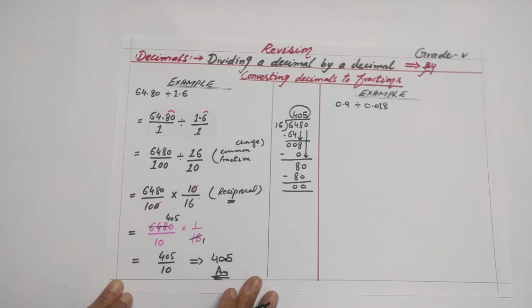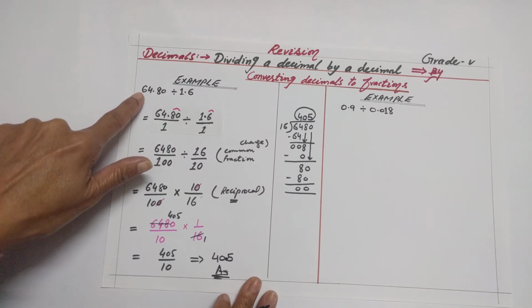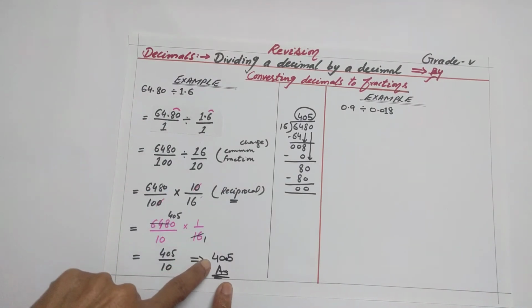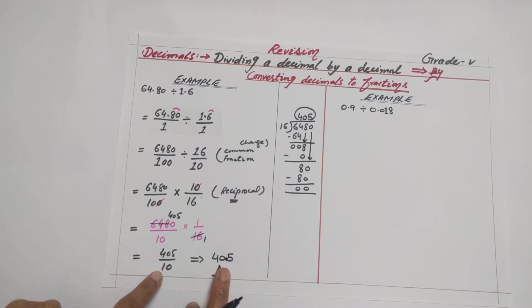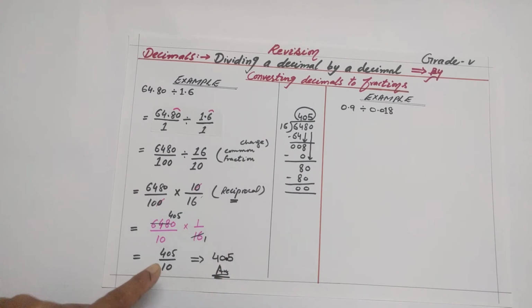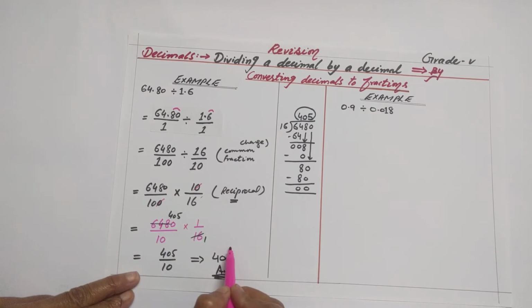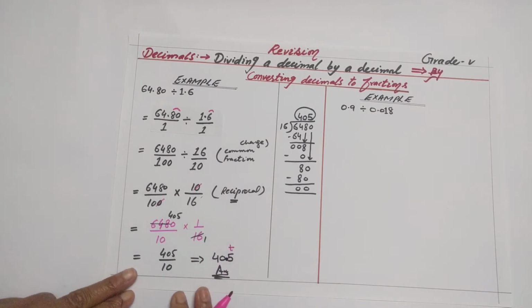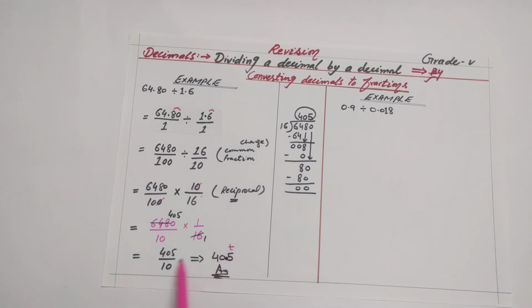The answer is 40.5, because our question is in the form of a decimal, so we have to write the answer in the form of a decimal. So to convert this fraction into decimal form, we will check the number of zeros in the denominator. As we have only one zero, from the right side we will put the decimal after one digit, because our denominator was 10, so you can also see we have the tens place over here. That's why we are converting the fraction into decimal form. Got it? Now come to the second example.